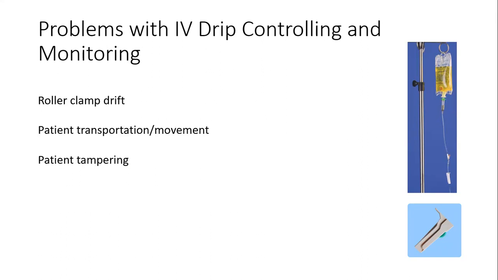So drip rate change can be caused by a few things. One is roller clamp drifting, in which the IV tube presses back on the clamp's wheel and causes it to loosen up. Other causes include patient transportation and movement, as well as patient tampering.